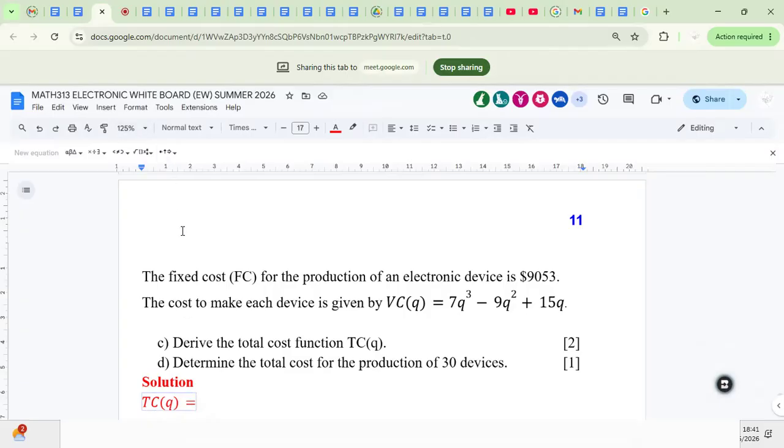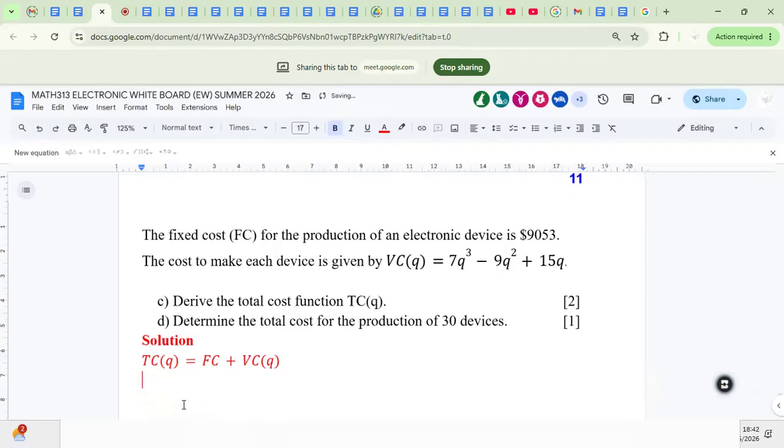Total cost of Q is equal to the fixed cost plus the variable cost of Q. Okay. What is the fixed cost? We all know it to be 9,053.